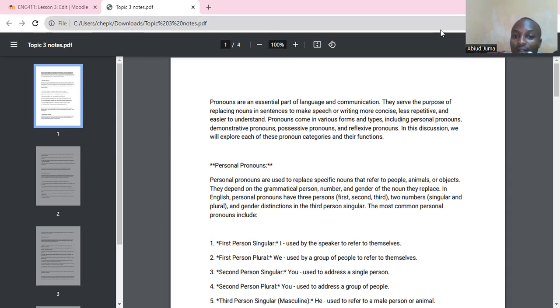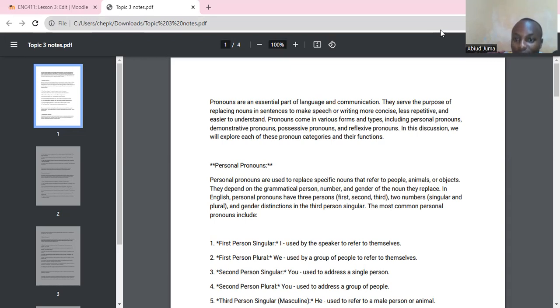And they serve the purpose of replacing nouns in a sentence to make speech and writing more concise, less repetitive, and easier to understand. So in a simple way, a pronoun is used in place of a noun, or a pronoun replaces a noun.